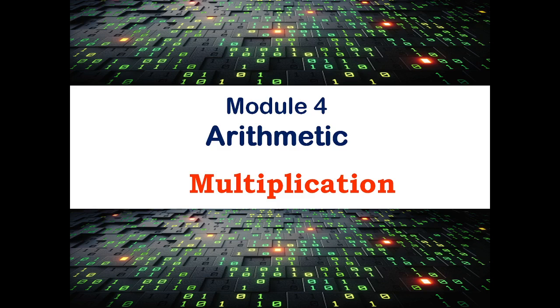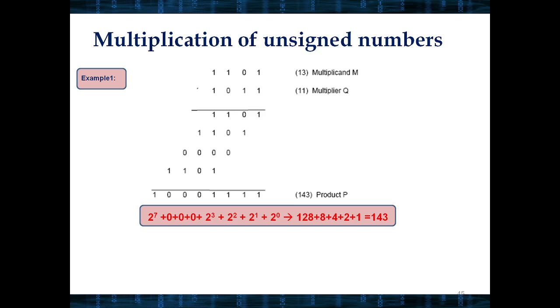For simplicity, we will first see the multiplication algorithm for unsigned integers, that means positive integers, and then we will see the multiplication algorithm for signed numbers. So now let's see the usual algorithm for multiplying positive numbers by hand. This method is also known as the school method, the basic multiplication operation that we learned in school.